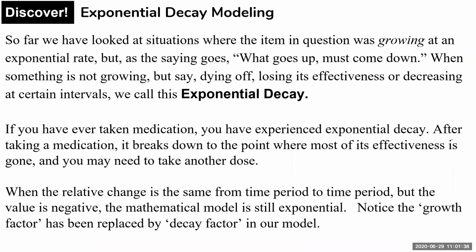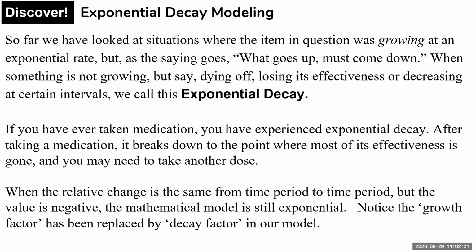Right. Now, it is also very important, and here we're going to discover that whatever goes up comes down. What goes up must come down. When something is not growing, but dying off, losing its effectiveness or decreasing at certain intervals, we call that exponential decay. So far we've been looking at exponential growth. Now the opposite of exponential growth is exponential decay. And I'm going to let you know that each of you at one point or the other has experienced exponential decay before.